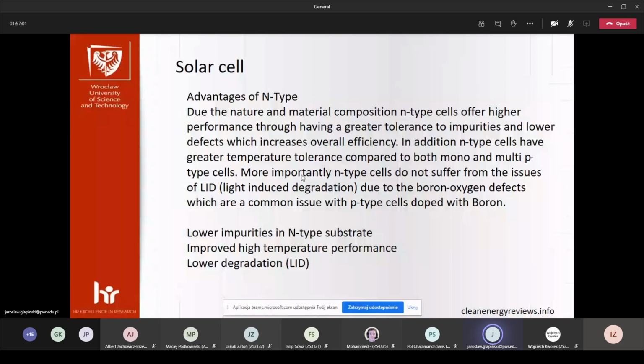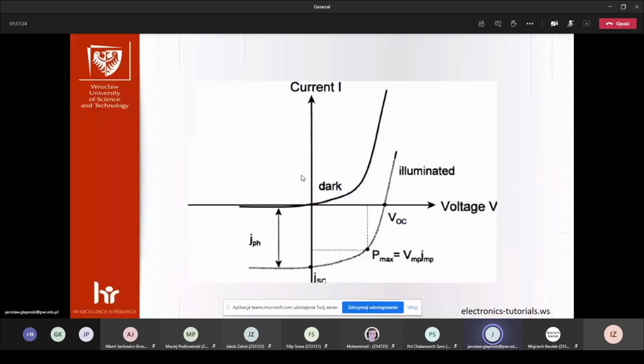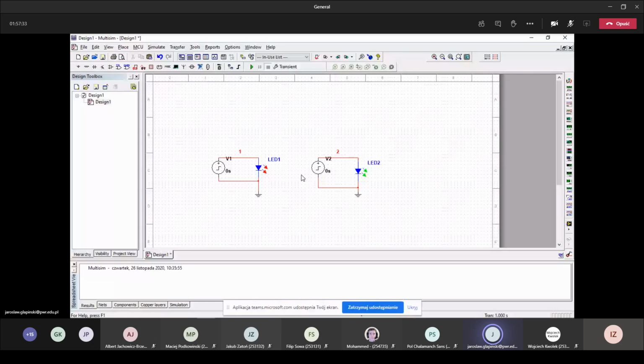What next? There are some theories on the next slides, but maybe it's not very important. Maybe it's more important to make an experiment. Okay, I have prepared something.